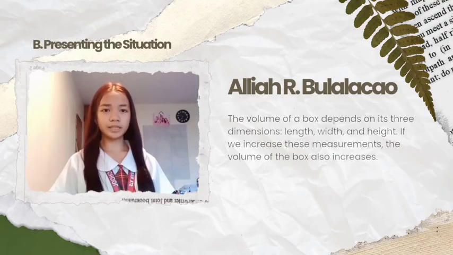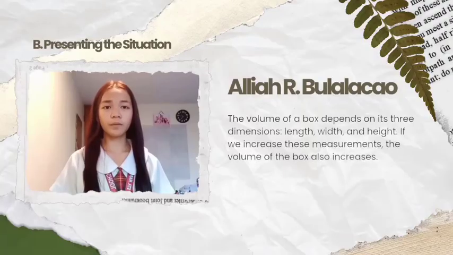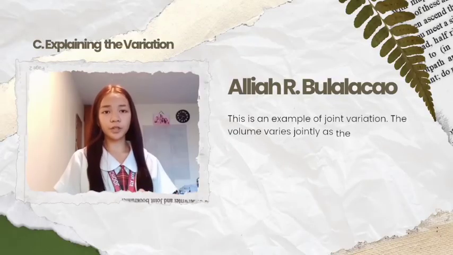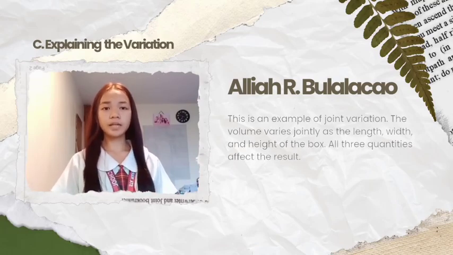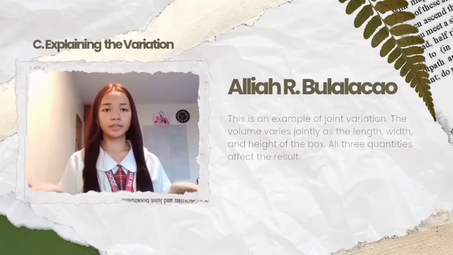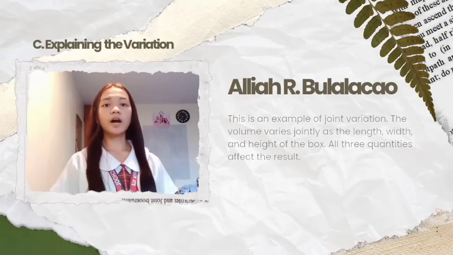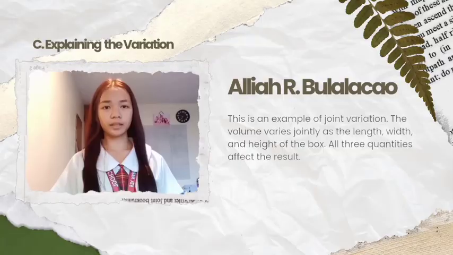If we increase these measurements, the volume of the box also increases, and this is an example of joint variation. The volume of the box varies jointly as the length, width, and height of the box, and all these quantities affect the result.